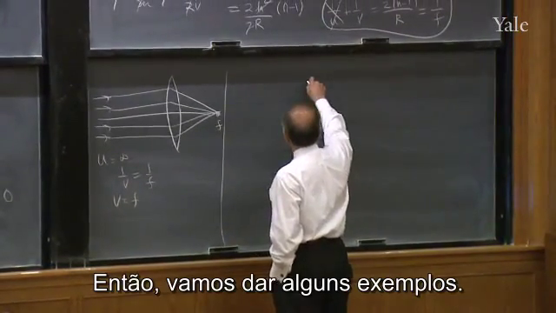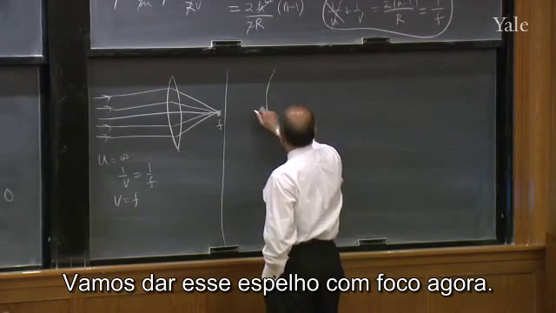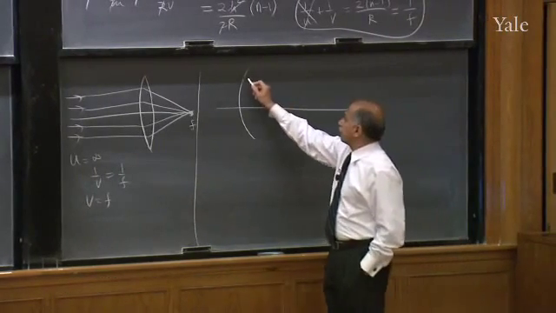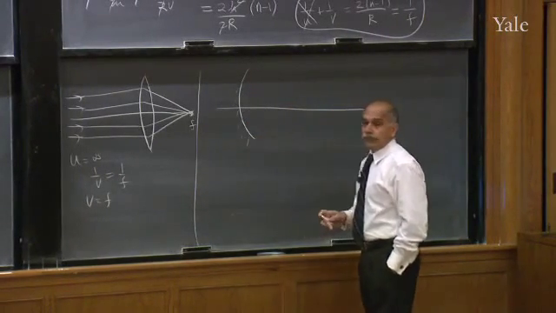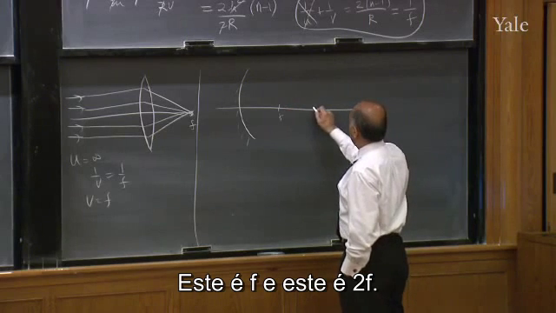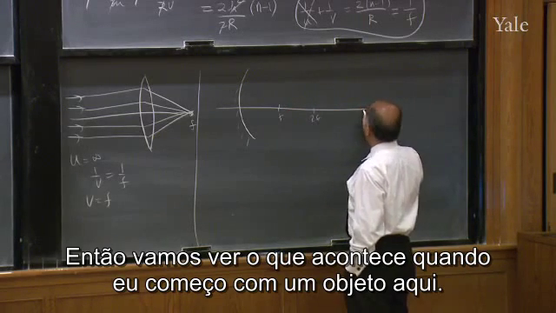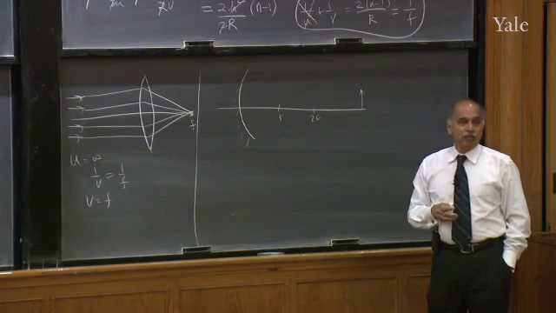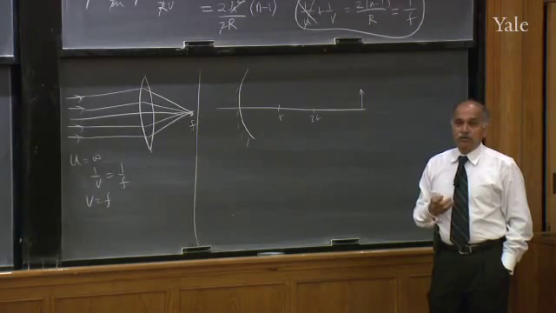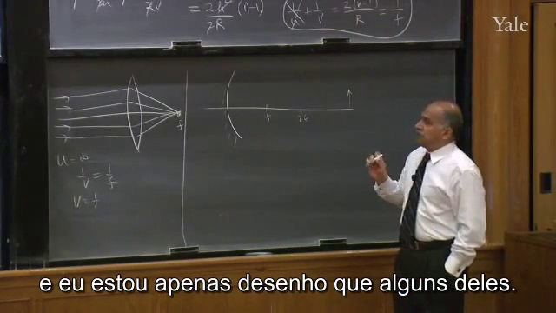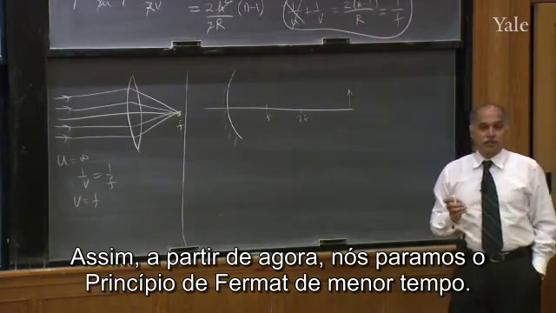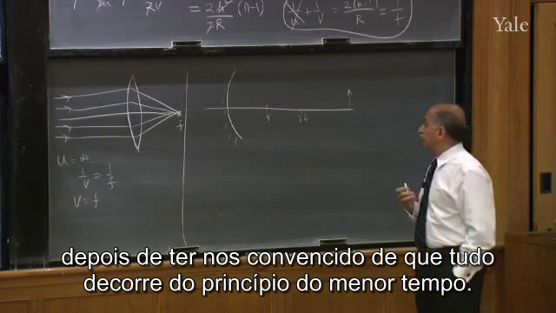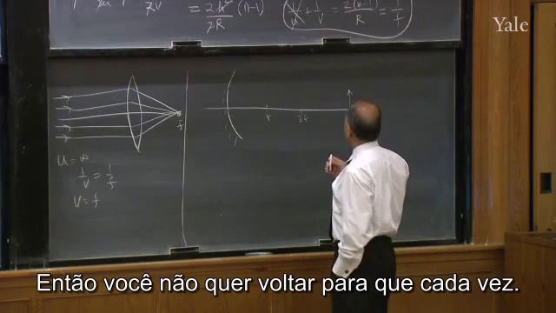So let's take some examples. Let's take this focusing mirror now. So this is f. This is 2f. Let's see what happens when I start with an object here. You should be able to draw the ray diagrams. I'm just drawing you a few of them. From now on, we quit Fermat's principle of least time and go back to the usual diagrammatics, having convinced ourselves it all follows from the principle of least time. So you don't want to go back to that every time.